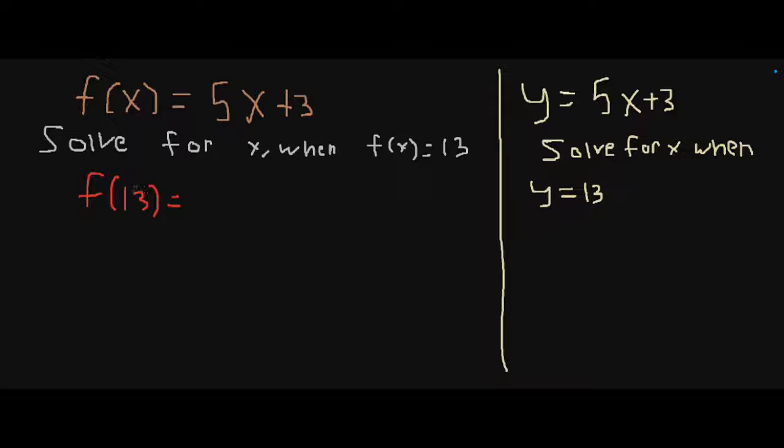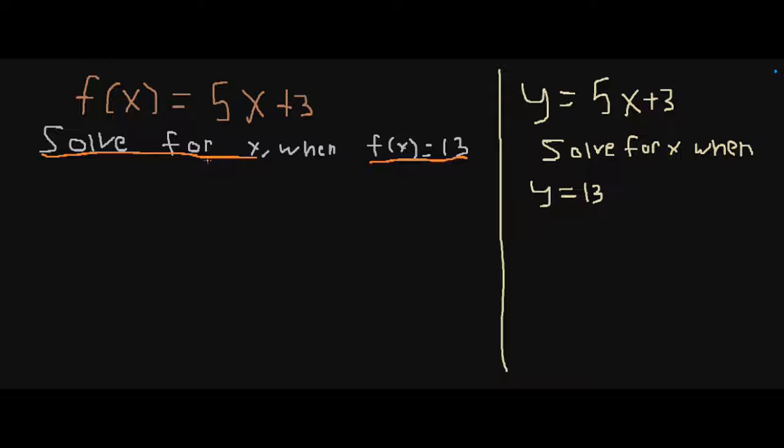That means that 13 is our input, so we're gonna plug that into wherever we see an x. In this case, it would be 5, and then we would plug 13 in, and then plus 3. That's only if I gave you a problem that said f of 13. In this case, I don't give you that. What I end up giving you is, I tell you f of x equals 5x plus 3, and what I want you to do is I want you to solve for x when f of x equals 13.